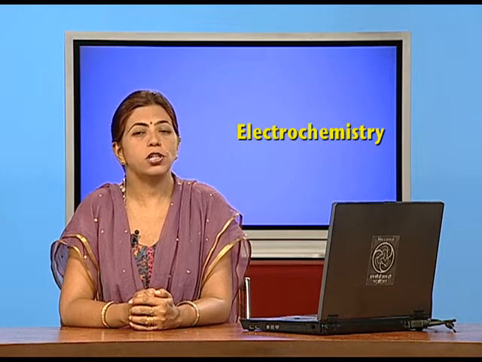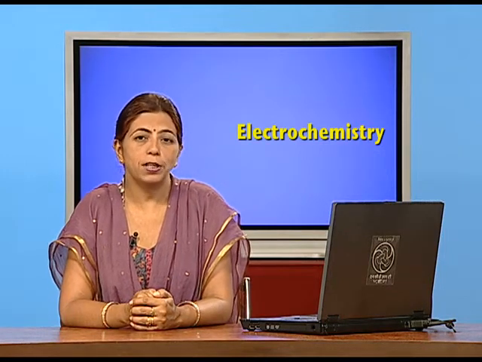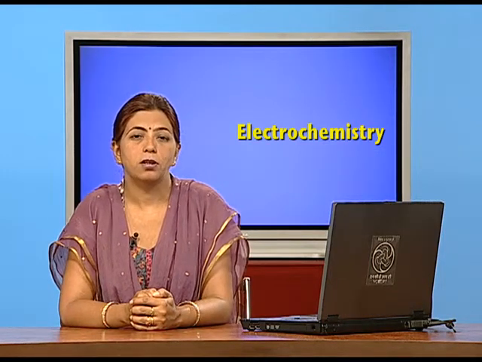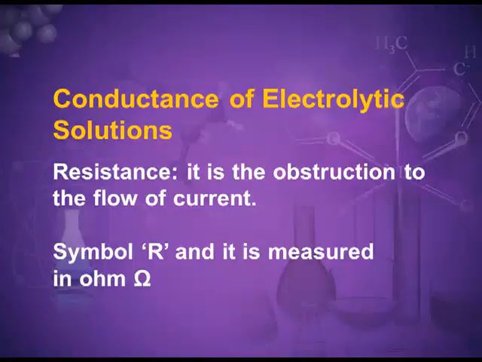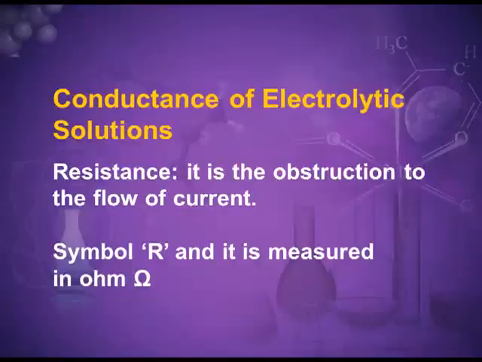Conductance of the electrolytic solution. Now let me explain a few terms. Resistance. It is the obstruction to the flow of the current. When the current flows through a conductor, the conductor offers some resistance or obstruction to the flow of current. The symbol for resistance is R and its unit is ohm. Wheatstone bridge is the instrument which is used to measure the resistance.